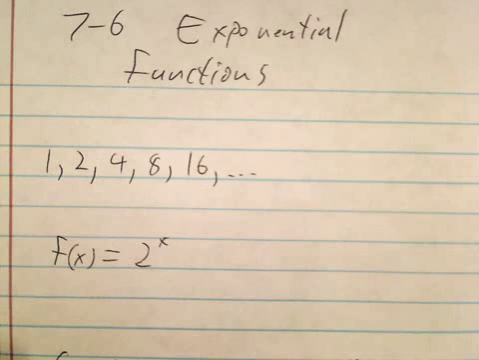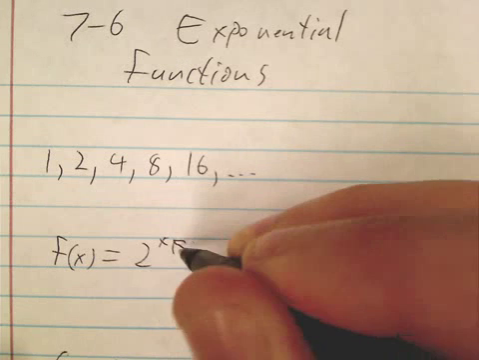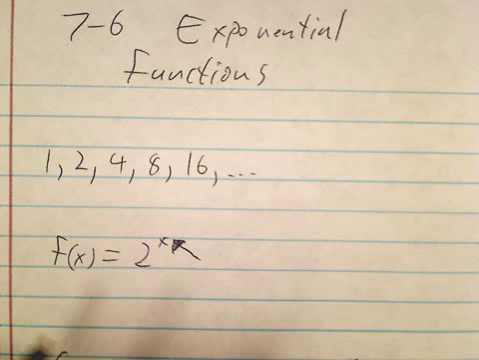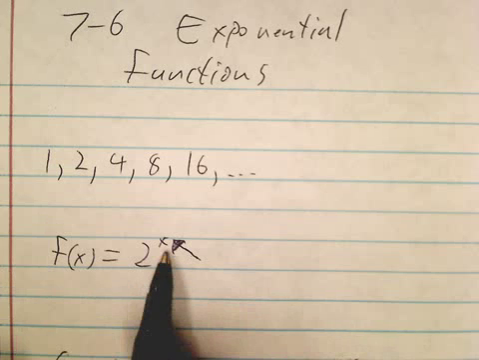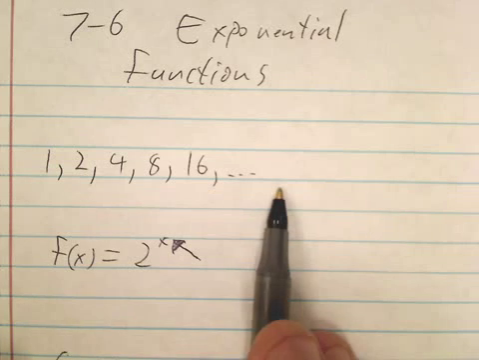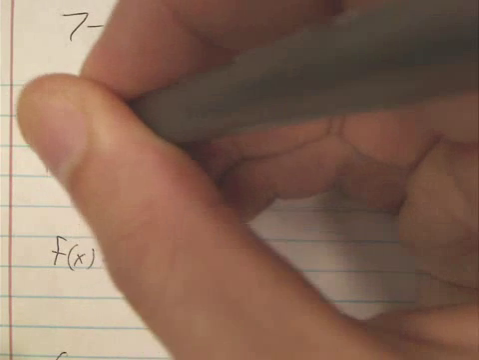Howdy. Section 7.6 is about exponential functions, and basically that means that your x is an exponent. That means that your x is the exponent of something. And so in function notation with the x, that's what it looks like. If you're just looking at a series of numbers like that, what you look for is to see if you're multiplying by the same thing each time.